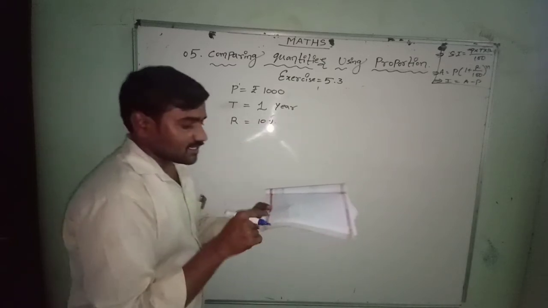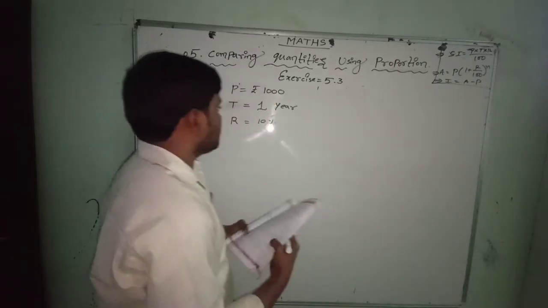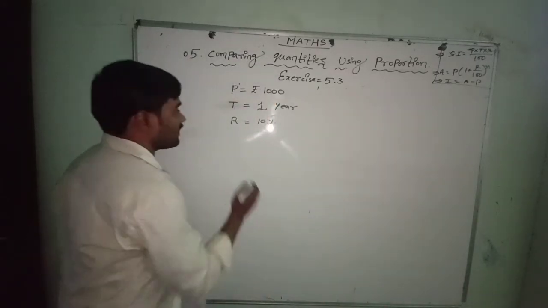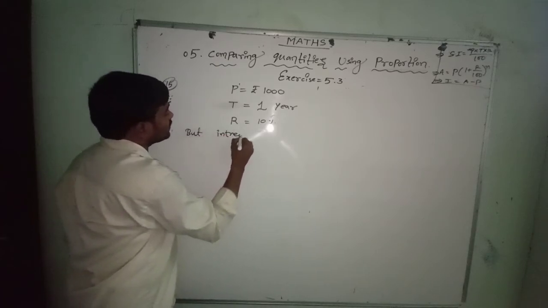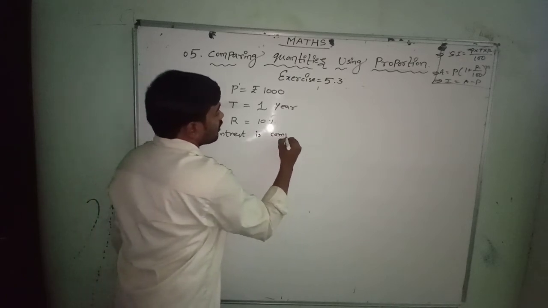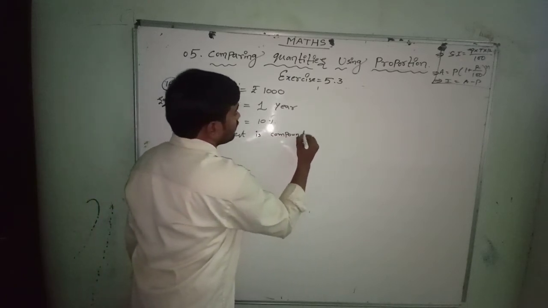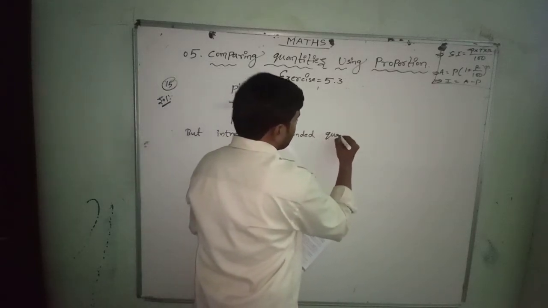It can be done easily, but what is the catch here? The interest is compounded quarterly.